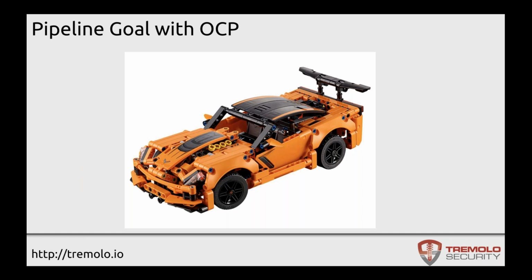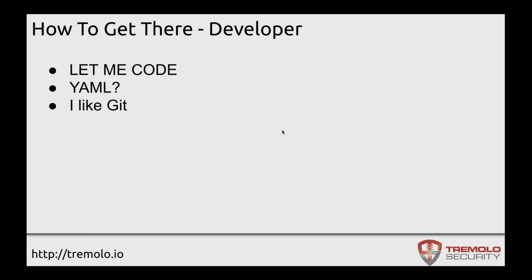And that's where you want to get to with your pipeline, as opposed to that Rube Goldberg machine. You really want to have something that's very consistent and repeatable. And that's how you're going to make everybody happy. So how do we get there?